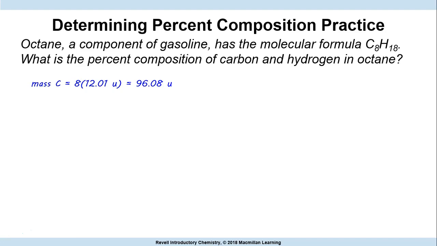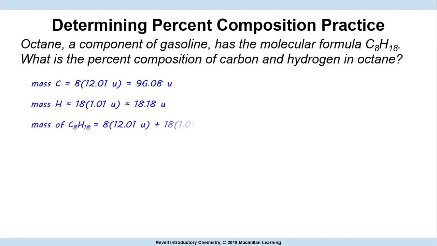Now for hydrogen, we know that the mass of hydrogen is 1.01 and we have 18 of them. So the mass of hydrogen is 18 times 1.01, and that gives us 18.18 atomic mass units. Now, the next step will be to calculate the total mass of the compound. So it will be the sum of these two. So let's sum all of them. The mass of the compound will be 8 times 12.01 atomic mass units plus 18 times 1.01 atomic mass units. And that gives us a mass of 114.26 atomic mass units.